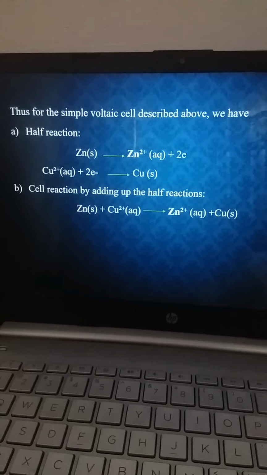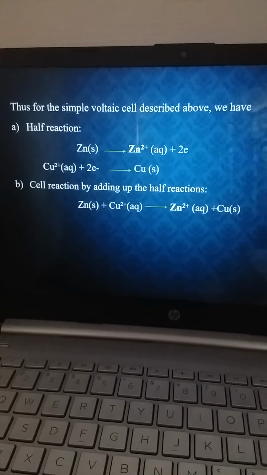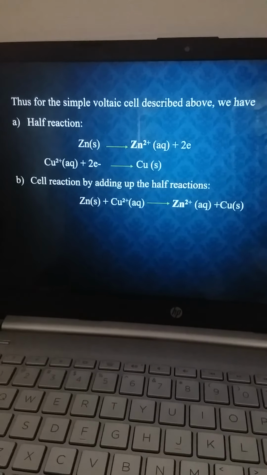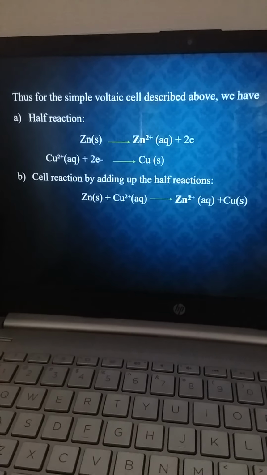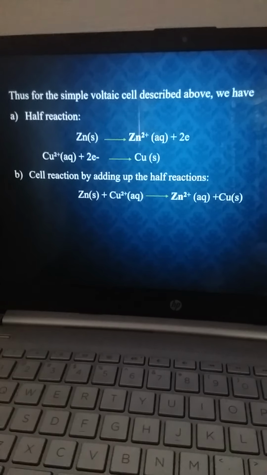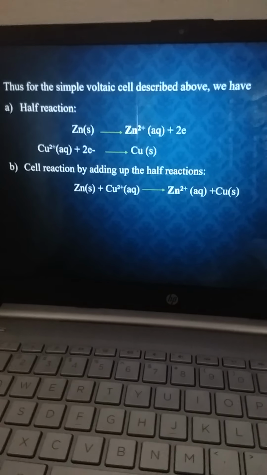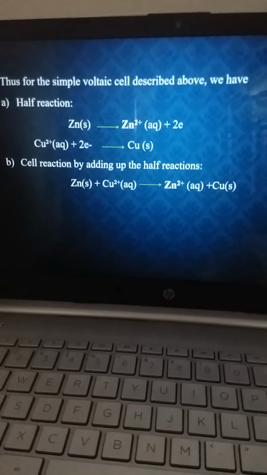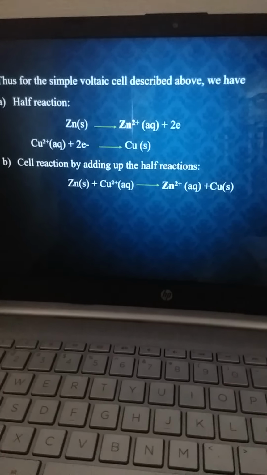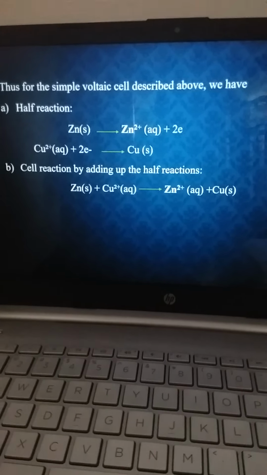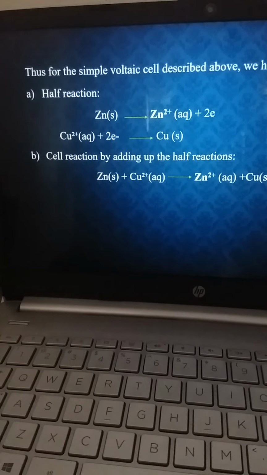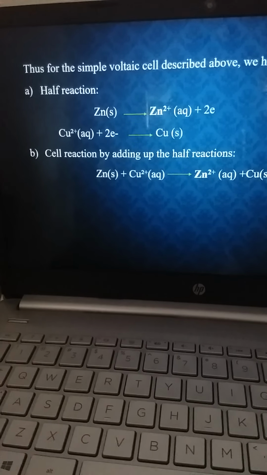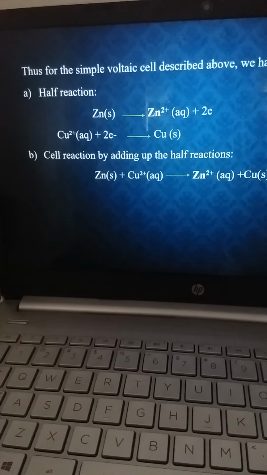Thus, for the simple voltaic cell described above, we have two reactions. First we will see the half reactions. In the half reactions you will observe zinc undergoes oxidation. It loses electrons to form Zn2+ and loses 2 electrons. The second one is copper, which gains 2 electrons and forms Cu. That means reduction occurs here. This is the half reaction of zinc and copper.